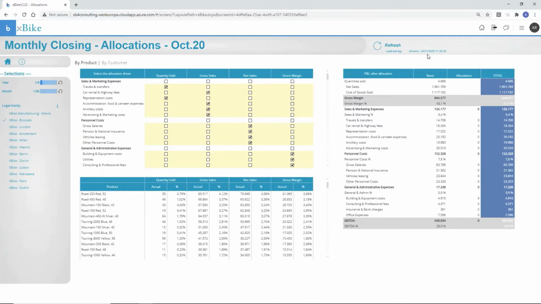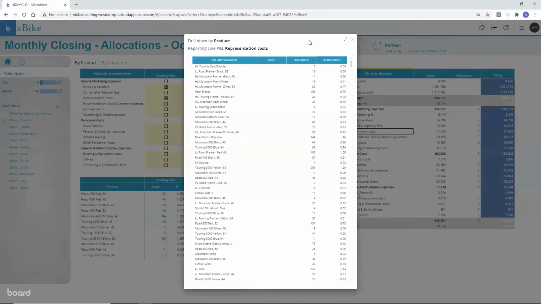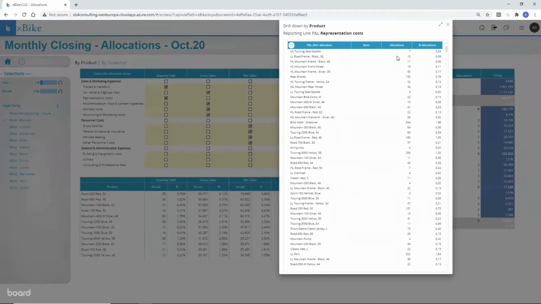So you see that now the calculation is finished. In my allocation layer here, the total impact is 0. So I'm not changing the result of my P&L. The only thing that I am doing is some allocations. If I come back here on the lines and I drill down by product, I see now that what the board has done is that it has allocated these costs, the representation cost, to the individual products using the drivers which I have selected here.